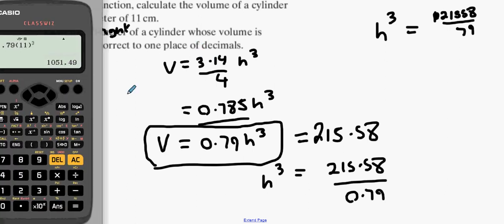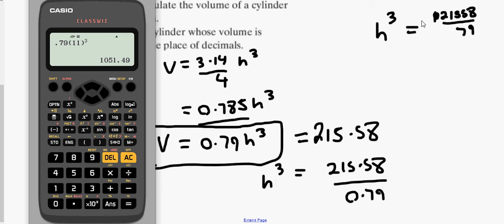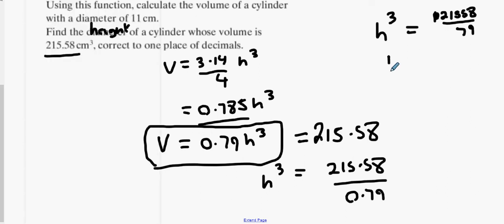So cube root that number. If h cubed, what number when you multiply it by itself 3 times gives you that fraction? So you press shift, cube root. The cube root tells you what this number will be. So it's 21558 divided by 79. The answer should be 6.5. H equals 6.5 centimeters.